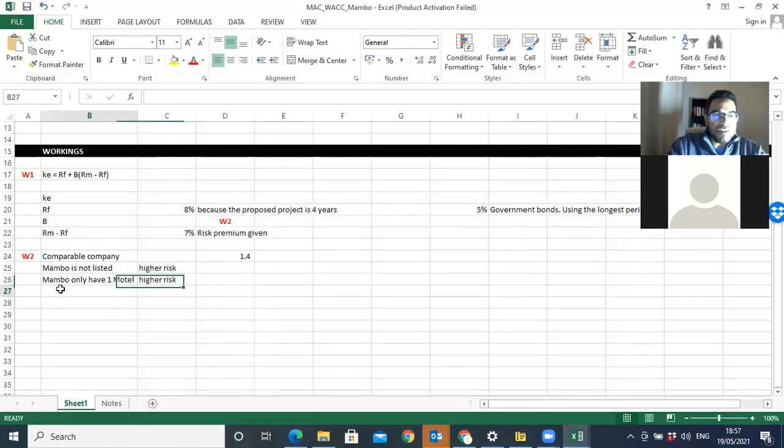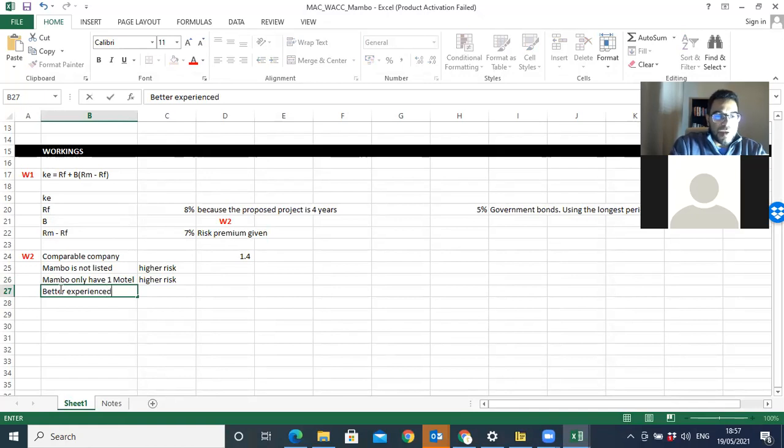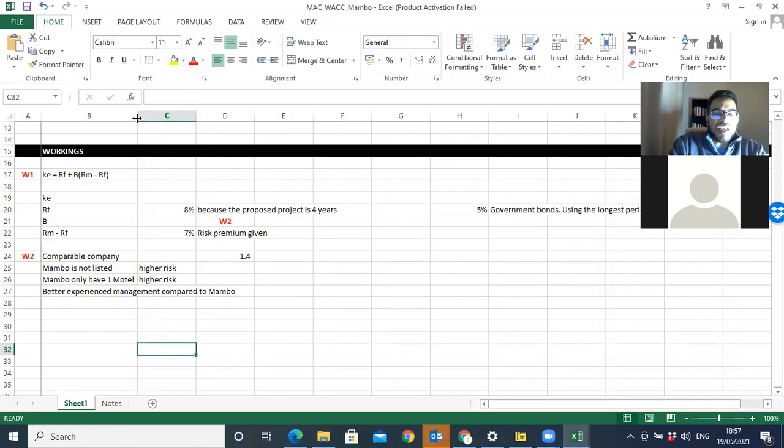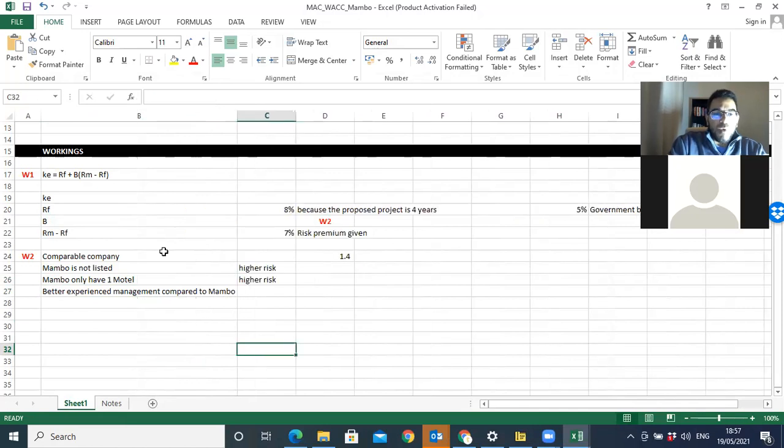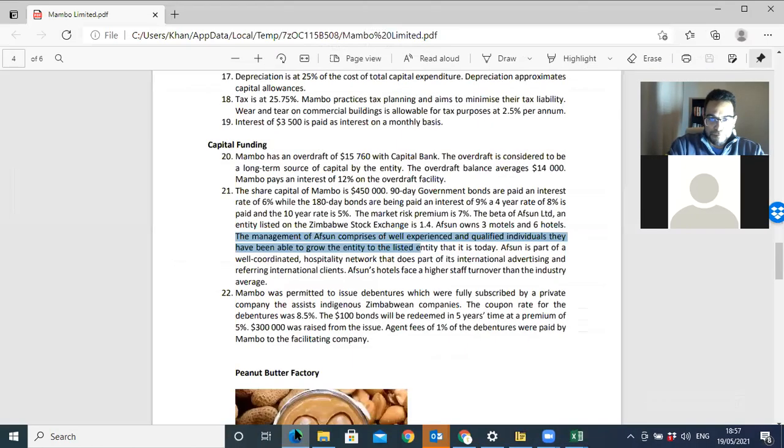So another difference is better experienced management compared to Mambo. So why? Remember, FSUN has been doing hotels and so forth for years, whereas Mambo is only now going into hotels and motels. So they must learn how the industry operates. Therefore, they will also be higher risk.